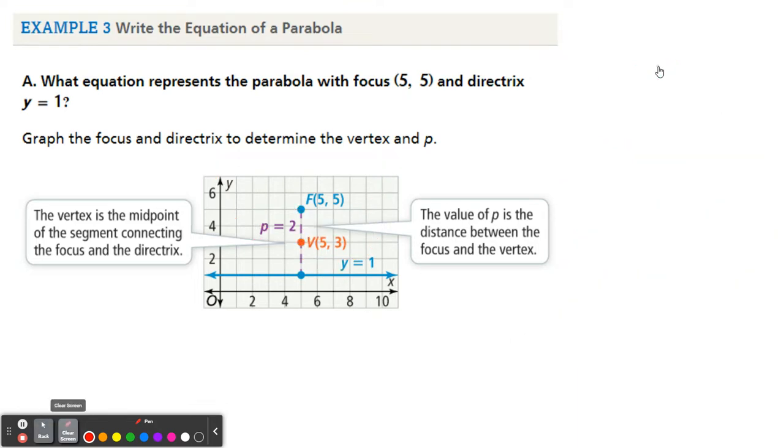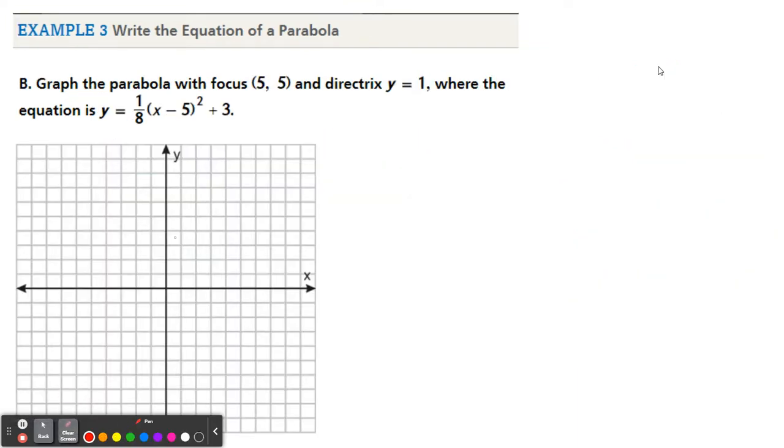All right, next. Okay, it says graph the parabola with a focus at 5, 5, directrix y equals 1, with the equation y equals 1/8 x minus 5 squared plus 3. So again, going back to my Algebra 1 days, I'm going to draw a couple different graphs here. First, the generic y equals x squared. So here's 0, 0. 1 squared is 1, 2 squared is 4, negative 1 squared is 1, negative 2 squared is 4. We call this the parent function.